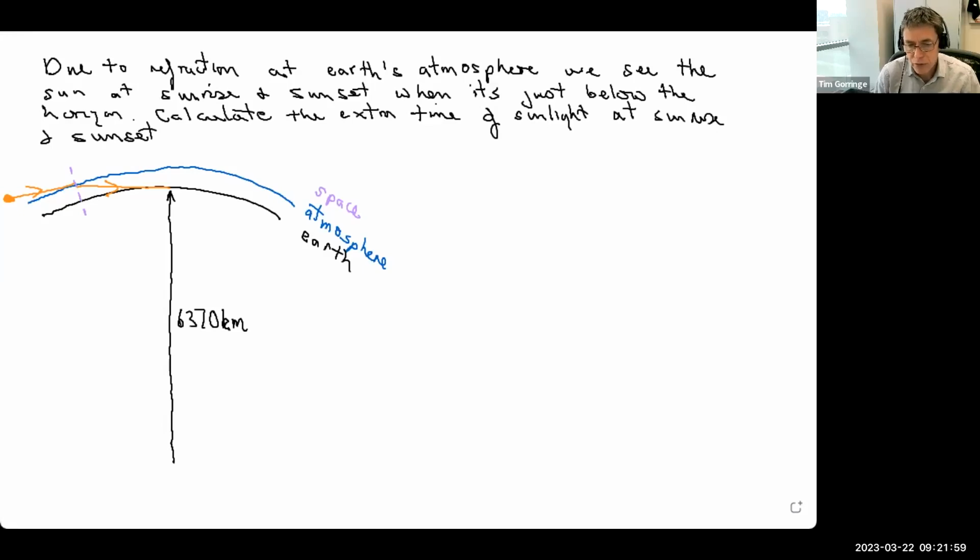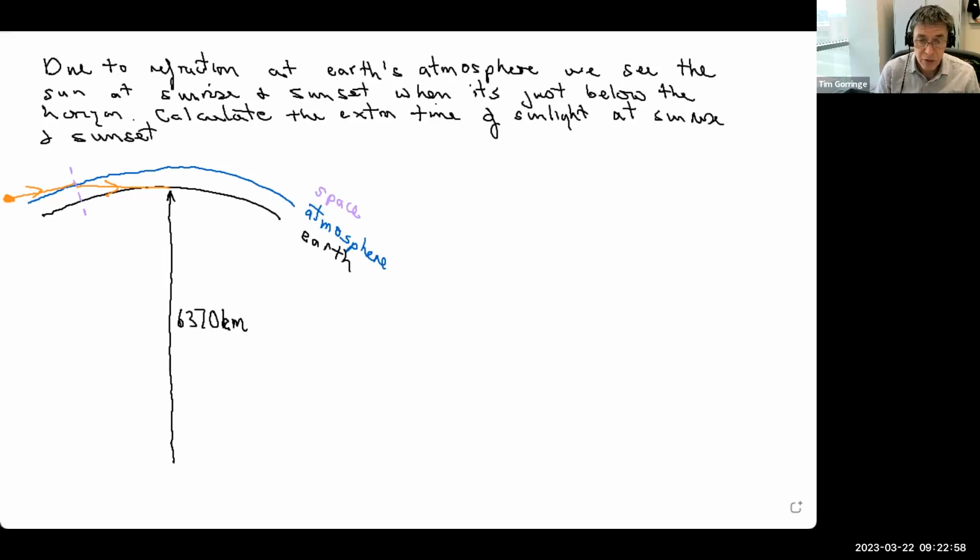Wanted to work through an example of refraction of light rays. This one's actually a natural example: the refraction of sunlight when it enters the Earth's atmosphere. An interesting fact is that we see the sun before it rises above the horizon, and we also see the sun after it falls below the horizon.